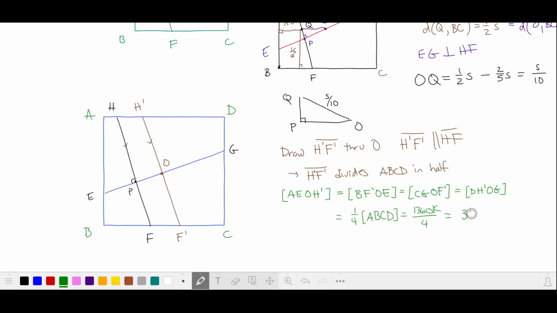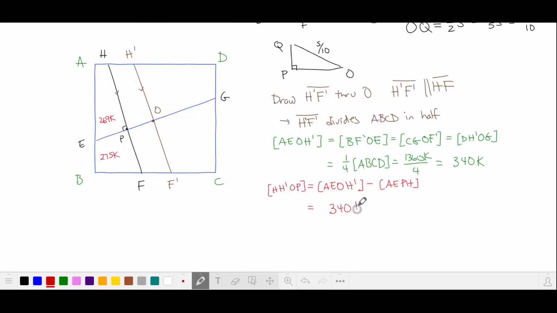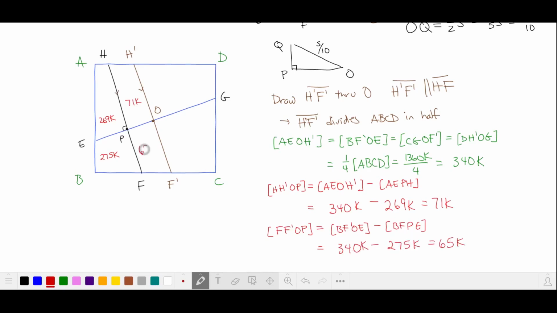In terms of k, that's 340 times k. In the problem statement, we're given these areas. So to find the area of H prime OP, we can take 340k and subtract 269k. So up here we have 71k. We'll repeat this for the quadrilateral at the bottom. So from 340k, we subtract 275k. And down here we have 65k.